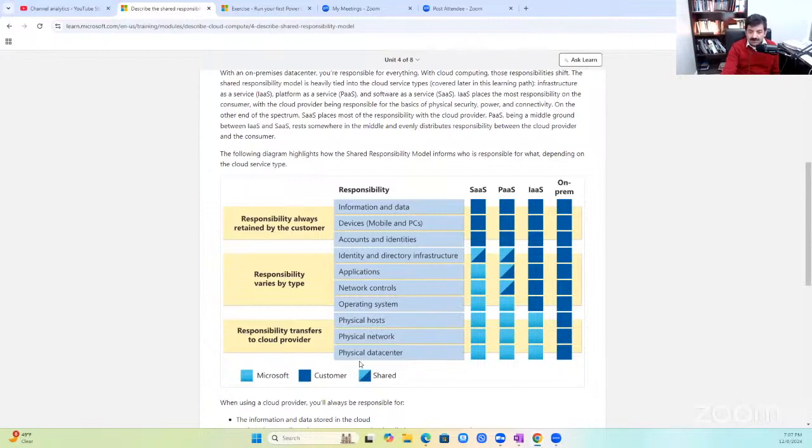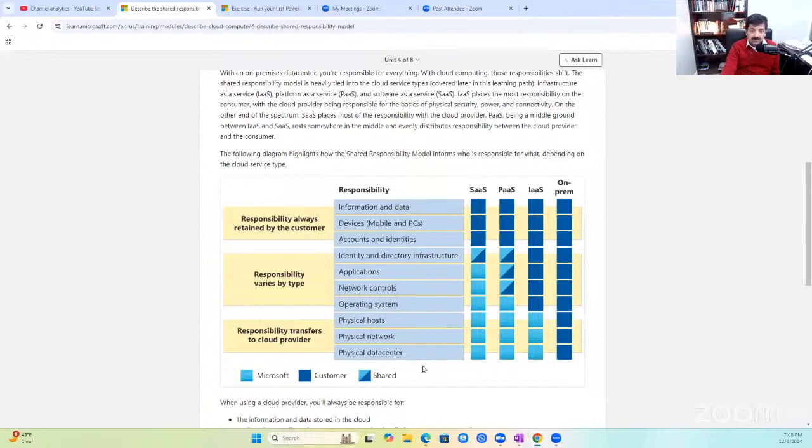So whenever you see these kinds of squares with two colors, that means the responsibility is shared between Microsoft and customers. Customers are people like us who are using Azure services. So this grid is very interesting. It defines the different service models. SaaS stands for software as a service, then platform as a service, and infrastructure as a service. So we can start from there.